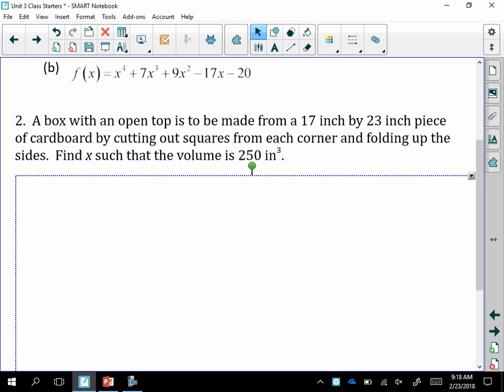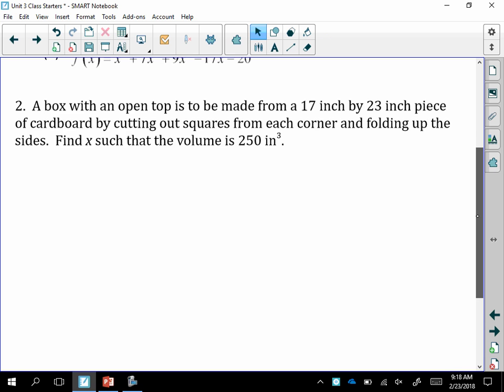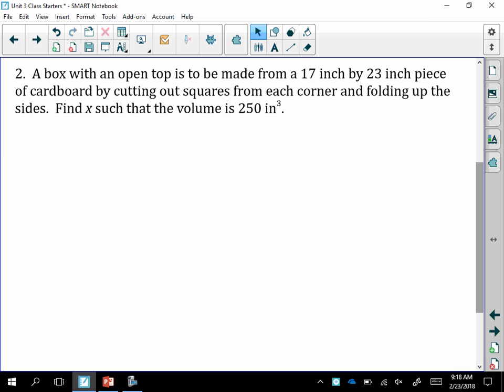Number two is a word problem, and you probably did a problem like this back in Algebra 2 with Trig. I think any Algebra 2 Trig book or pre-calc textbook ever written has an open top box problem. It says, a box with an open top is to be made from a 17-inch by 23-inch piece of cardboard. And the way that we're going to make this box is that we're going to cut out squares from each corner and then fold up the sides. So, you know, you're starting off with this piece of cardboard.